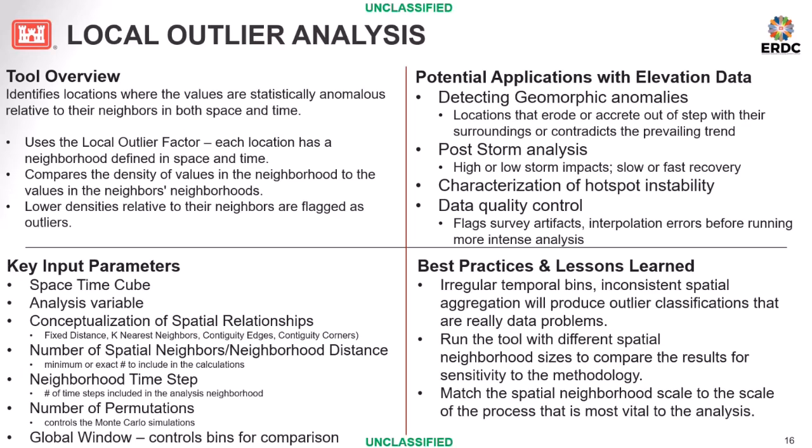The key input parameters are listed here on the slide, and each of those controls a different aspect of how the neighborhood comparison is constructed. The tool is sensitive to irregular temporal bins and inconsistent spatial aggregation, and running the tool with multiple spatial neighborhood sizes helps assess sensitivity and determine the correct neighborhood distance. Next slide, please.